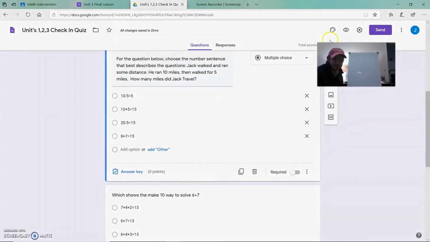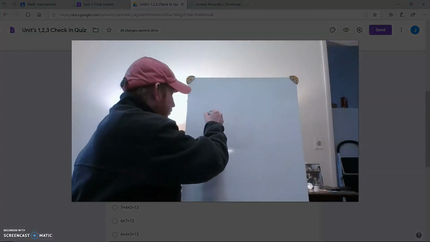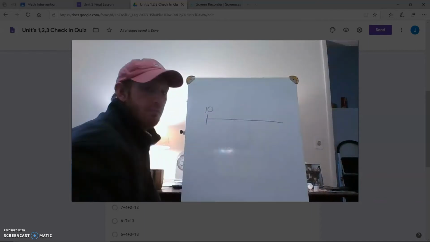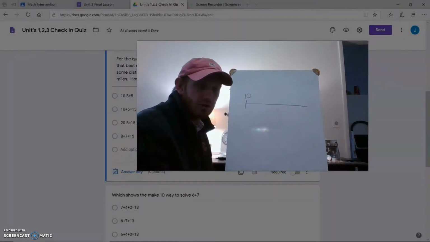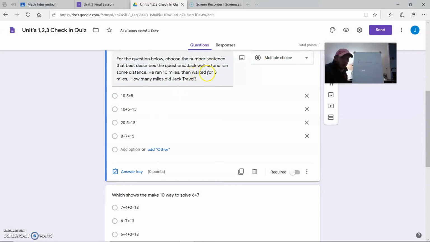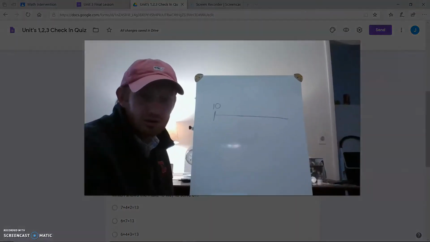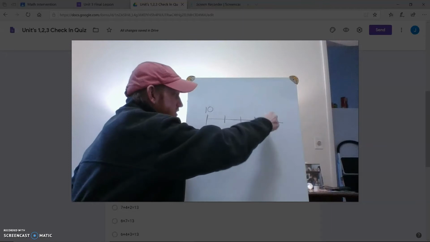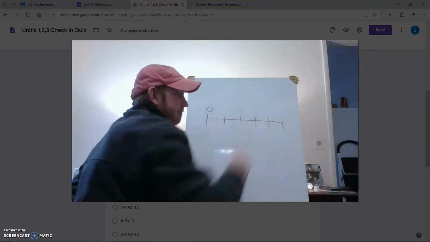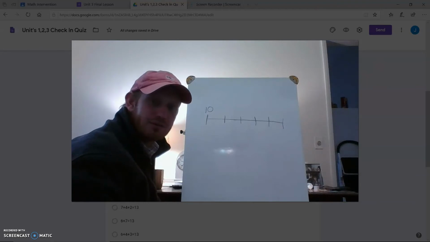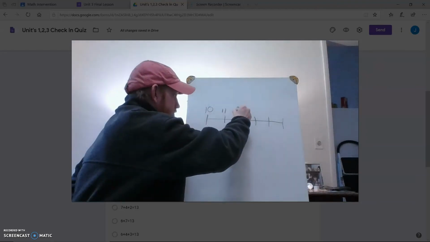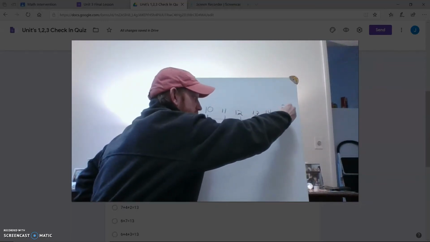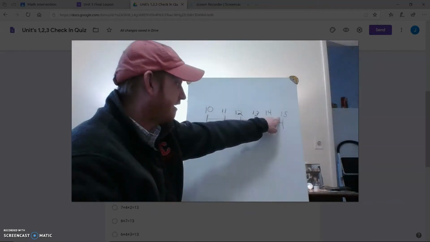He ran 10 miles. So we have our number line, and we'll start at 10 because he ran 10 miles to start. Then he walked for 5 miles. So he walked 1 more mile, 2 more miles, 3 more miles, 4 more miles, and 5 more miles. And then I just have to count. 10, 11, 12, 13, 14, 15. So he's going to end at 15.